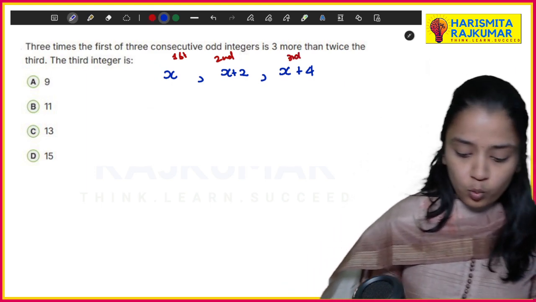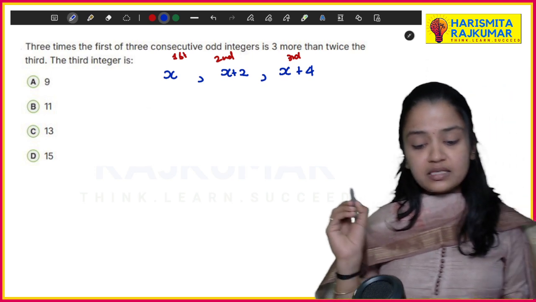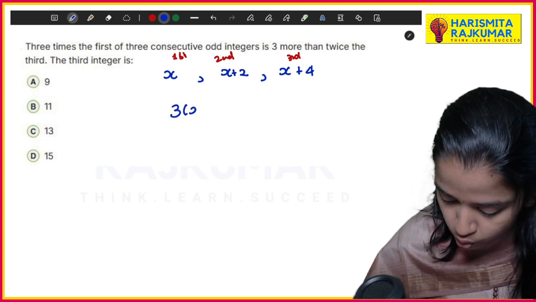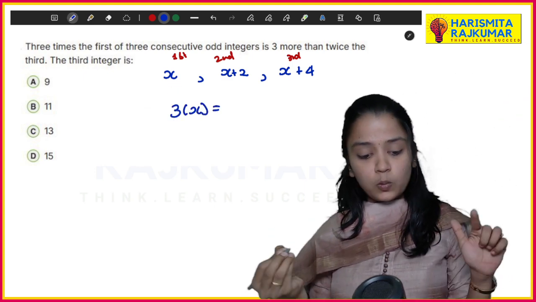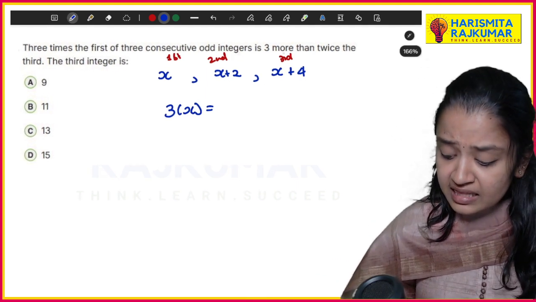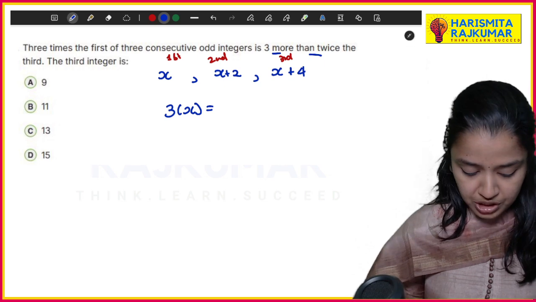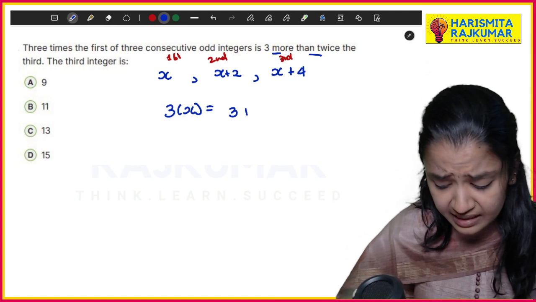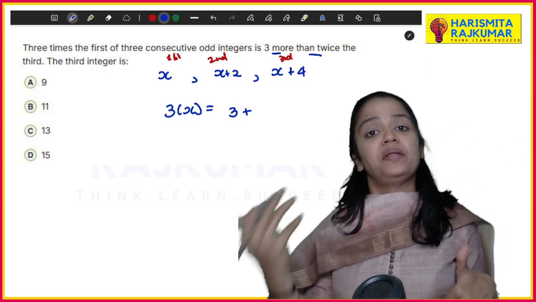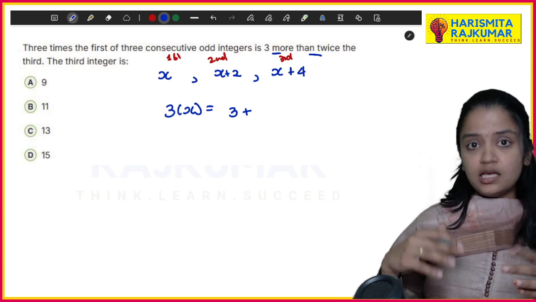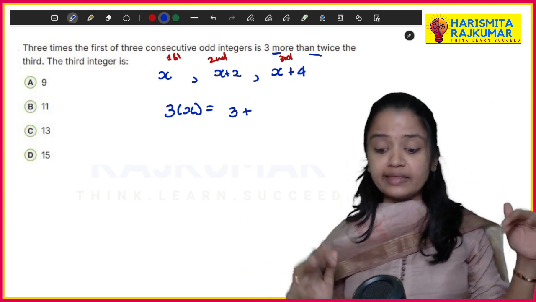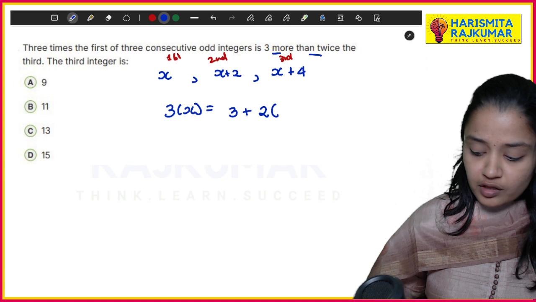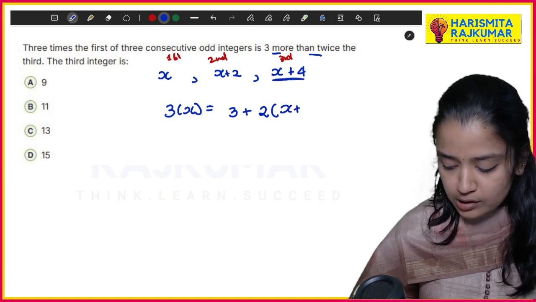In the question, what did they give? 3 times the first. So 3 into x. 3 times the first is equal to 3 more than. More than means I have to write plus. Less than means minus. Twice means multiplication. 3 more than twice. Twice of what? Twice of the third number. This is your third number, so twice of your third number.